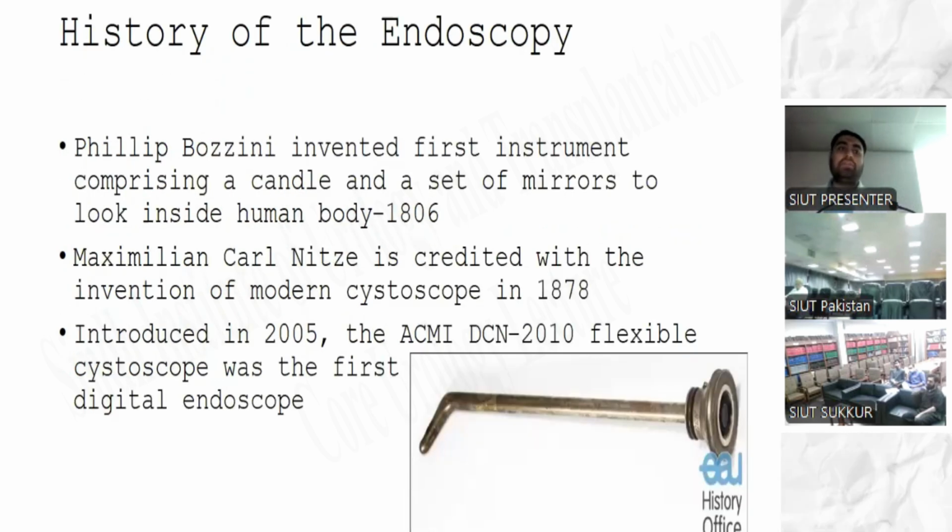As far as the history of endoscopy is concerned, Philipp Bozzini invented the first instrument comprising a candle and a set of mirrors to look inside the human body. That is 1806. And Maximilian Nitze is credited with the invention of the modern cystoscope in 1878. Now, in 2005, the Acme DC, and in 2010, a flexible cystoscope was the first digital endoscope.